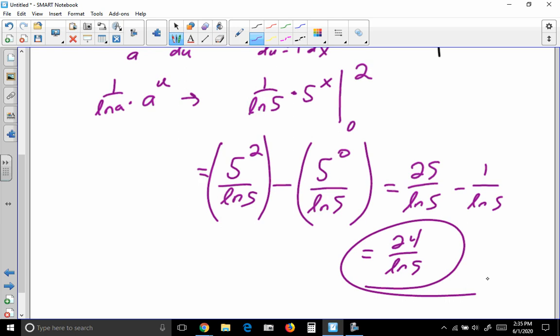So that's an overview of integrating a to the u's, taking the derivative of a to the u's, and dealing with logs of other bases other than natural log.